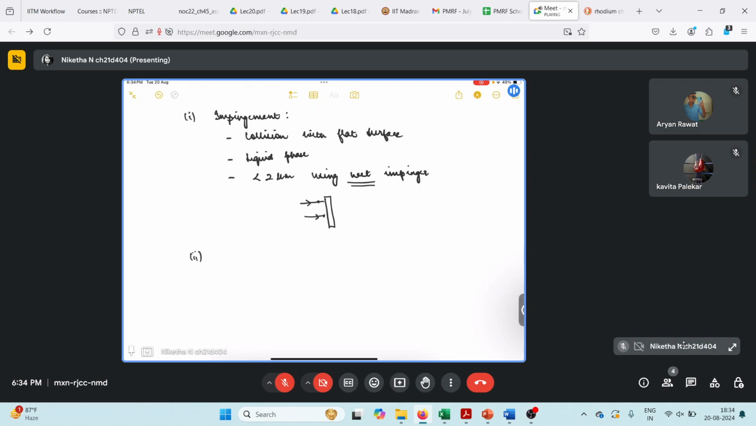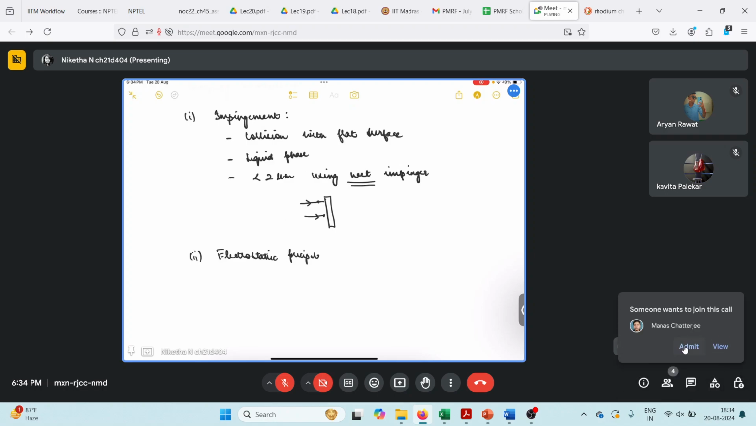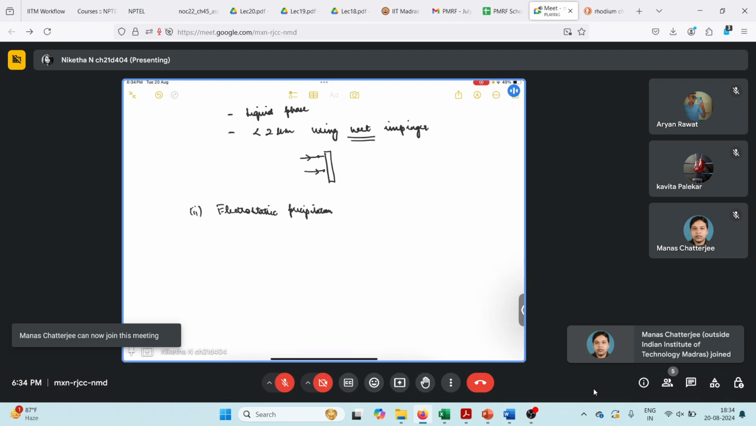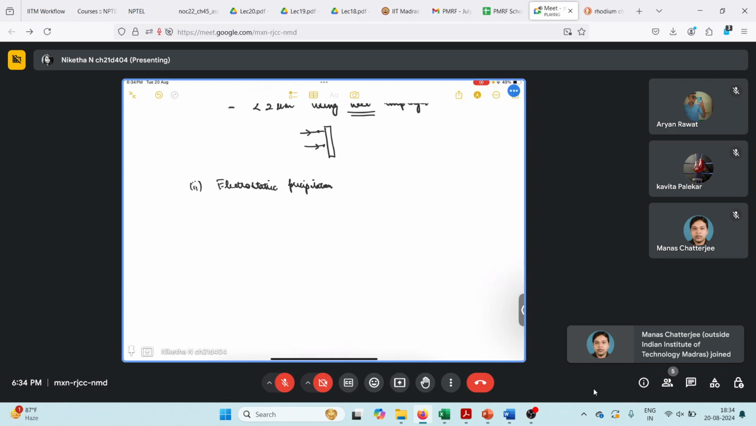And the second type is electrostatic precipitation. One second. So, what is electrostatic precipitation? This is a very popular method for collecting particulate pollutants. So, can someone explain what it is? Just the basic idea.